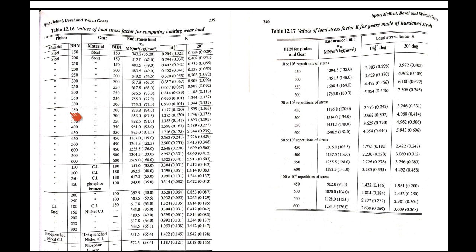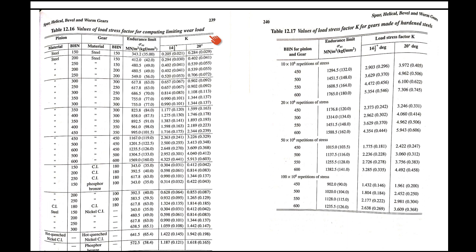If you have the material specified clearly, then you come to Table 12.16, get the material, find the corresponding value of K, substitute back in the equation, and get the value of Fw. The condition is that Fw has to be greater than Fd. That is the criteria. So after substituting the value of K, if you get a value of Fw greater than Fd, then the design is safe. We can conclude the design.